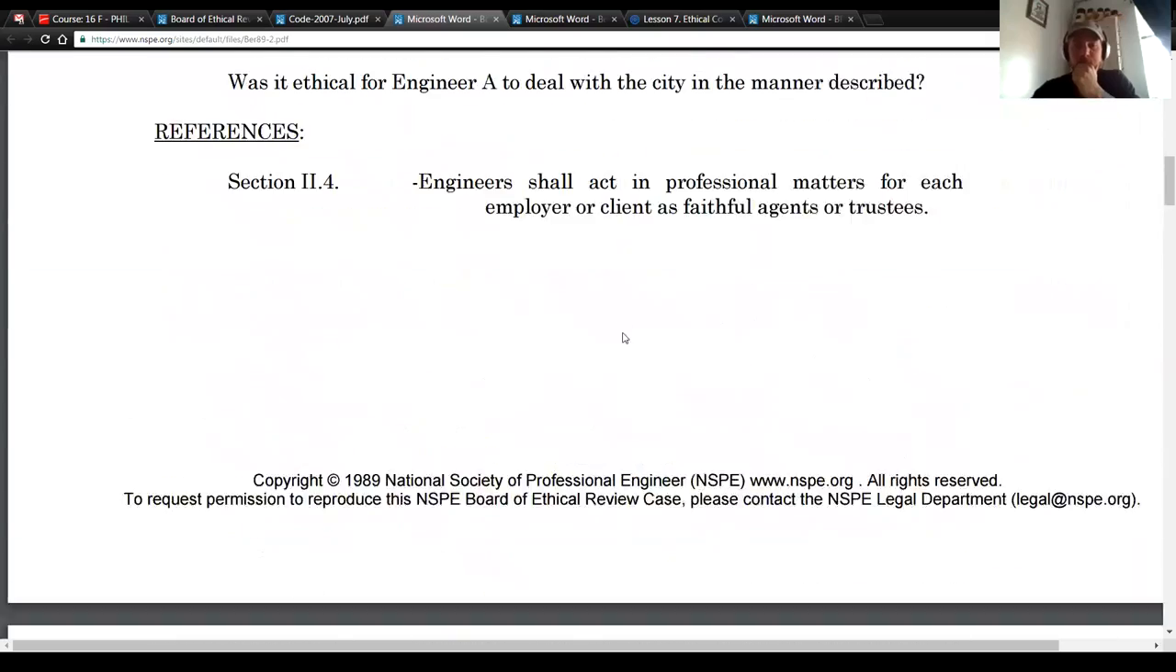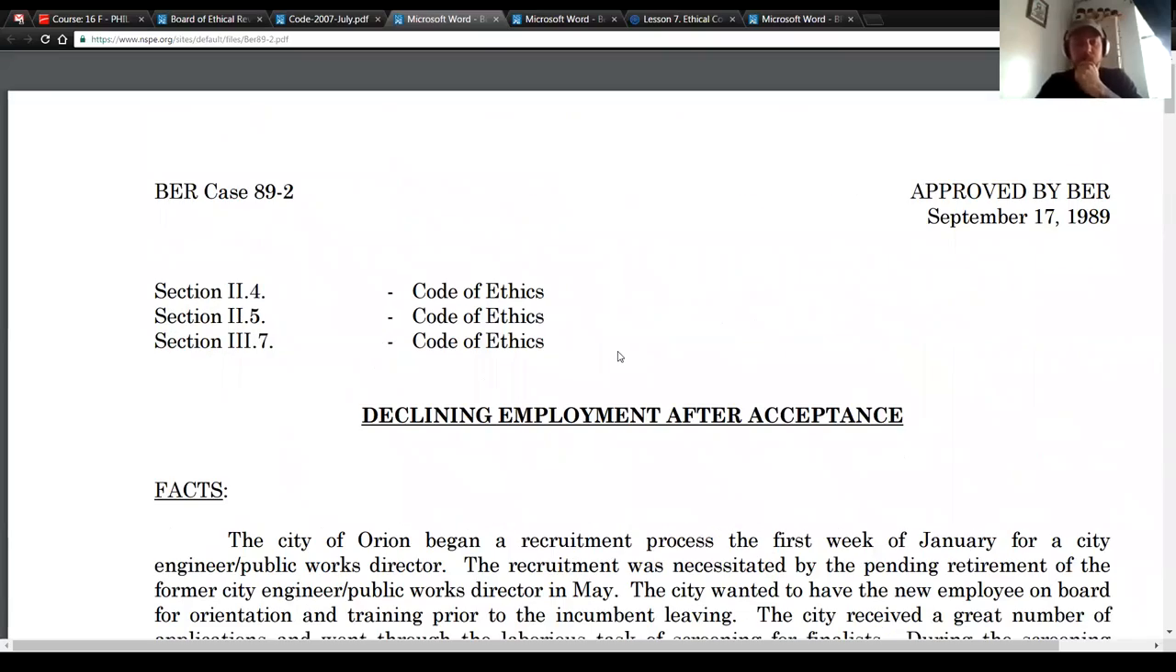So it looks pretty straightforward, and I will say that not all of these cases involve ethical violations. Sometimes they involve suspicions of ethical violations, and the board finds that, in fact, no ethical violation has occurred. So these aren't all negative cases. In some cases, the engineer did the right thing. Let me go ahead and show one more case, unless there are any questions about that case. Let me go through one more before we finish here.